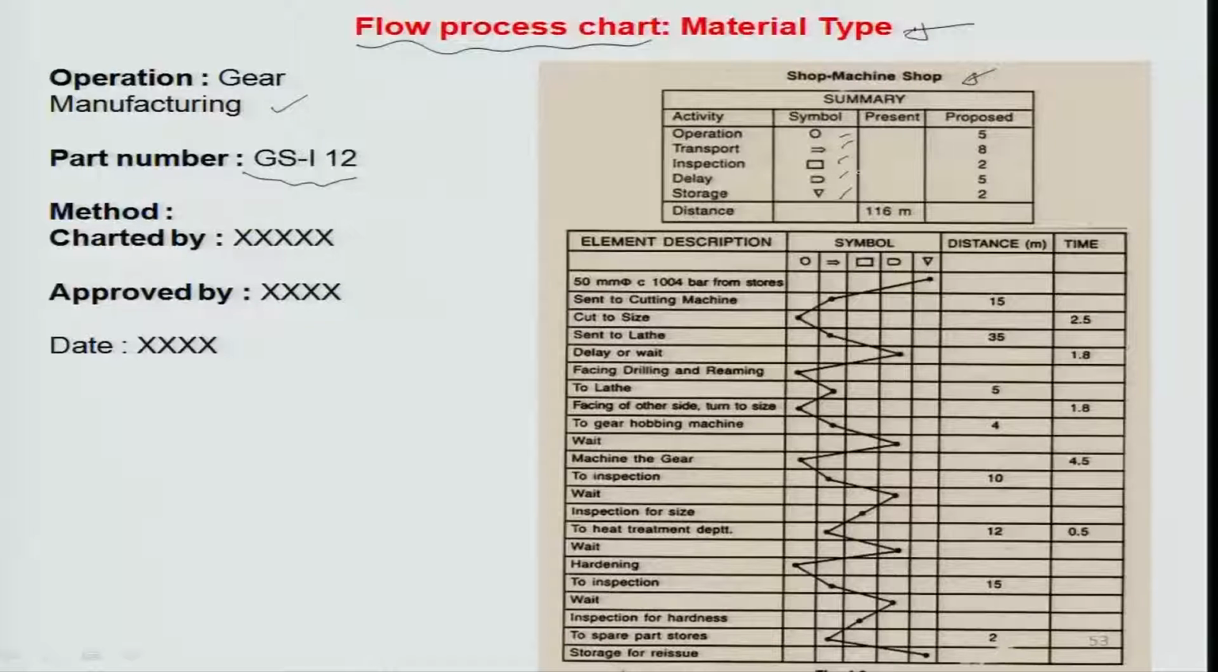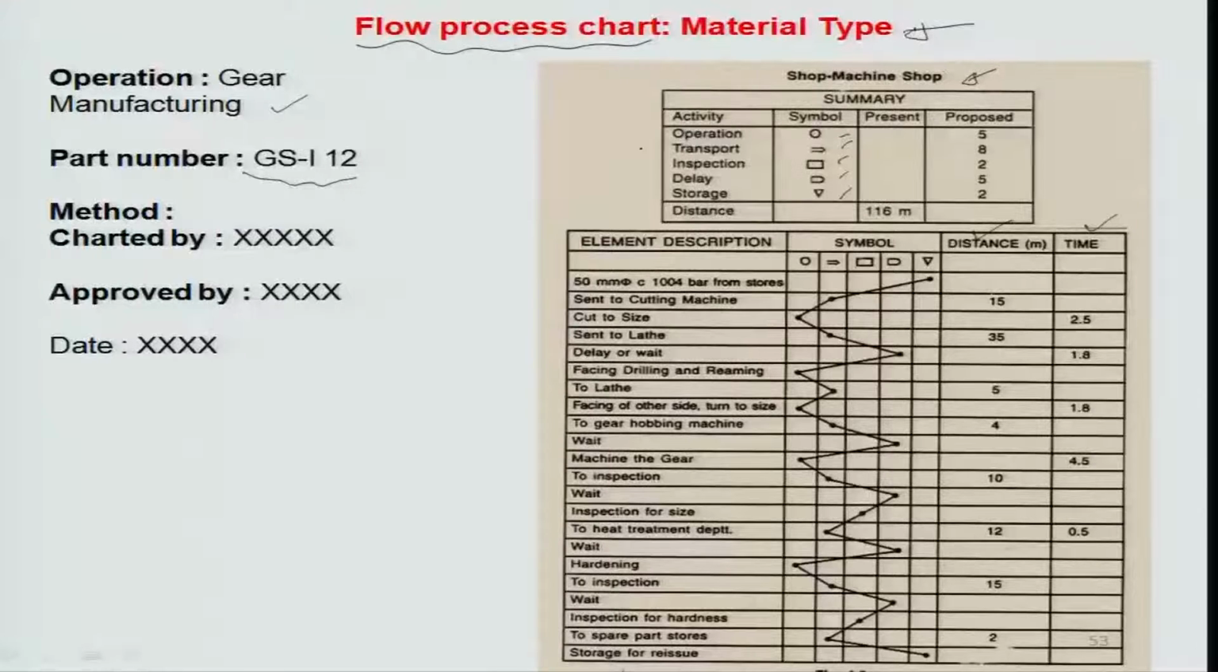What is important about the flow process chart is that it actually records both the distances that the material is moving as well as the time scales which are needed for either processing the material, movement of the material, or even waiting of the material. For example, in this case you can see that the proposed split-up into the different operations is that exactly 5 operations are being done, exactly 8 transportations are being done between the different stations, multiple stations which are used for the gear hobbing process, and exactly 2 inspections are being done. There are about 5 different temporary delays and 2 different storage delays or permanent delays in the whole process.